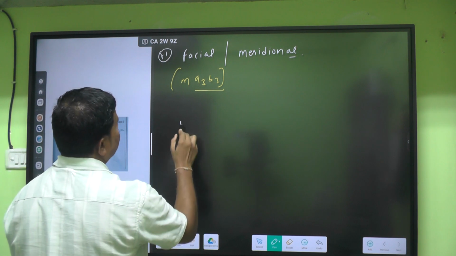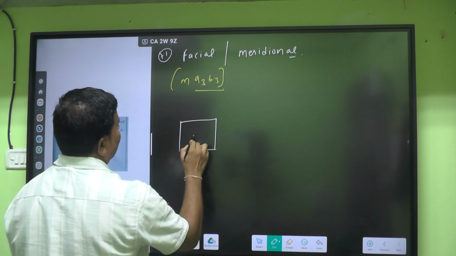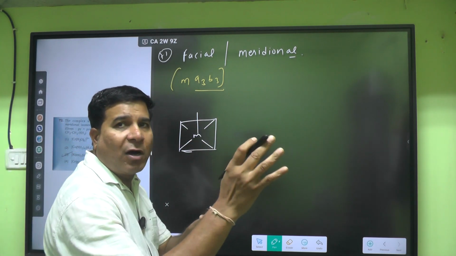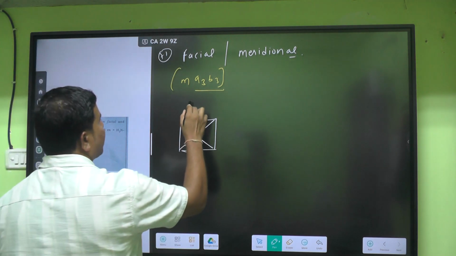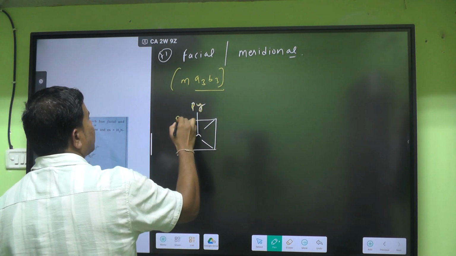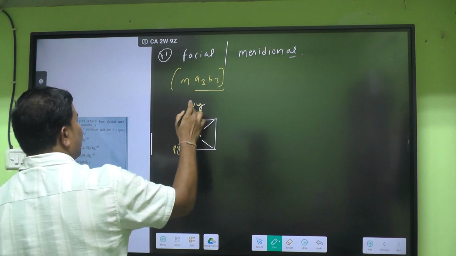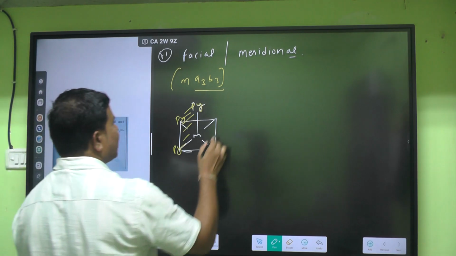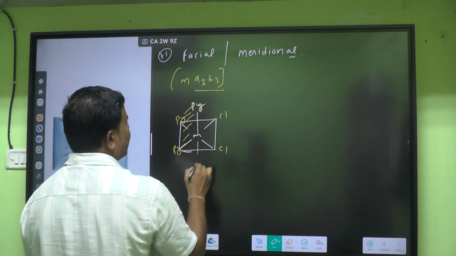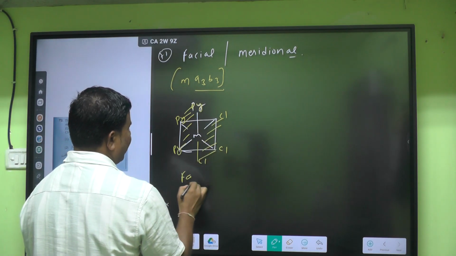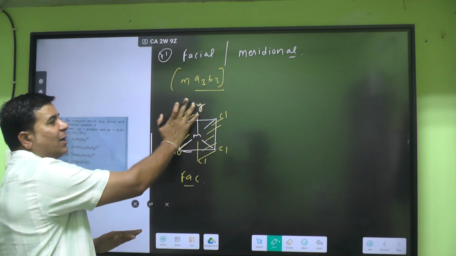Okay, what is facial? Facial means one plane, all the same ligand. Here is PY, PY, PY, all in the same plane, the same ligand, so it is facial. Now it is chlorine, chlorine, chlorine, all the same. This plane is also the same. Now facial isomers, all are the same.